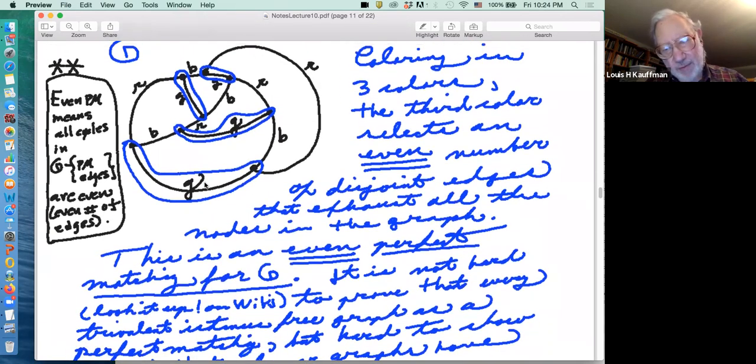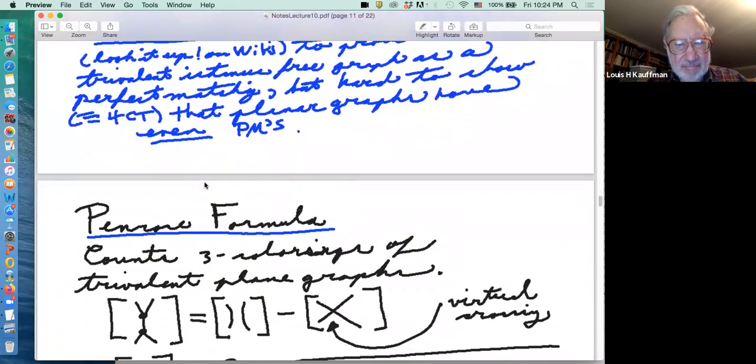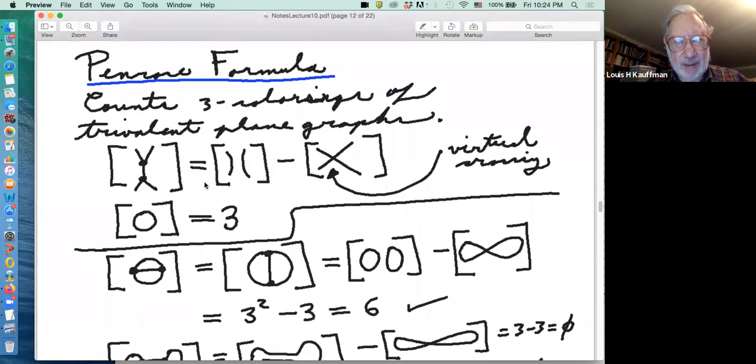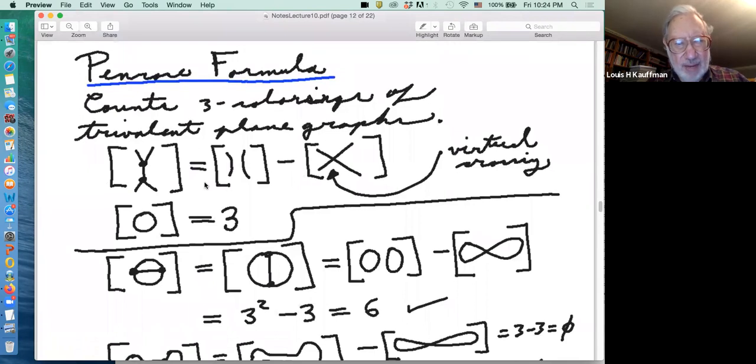So graphs with perfect matchings are interesting to think about, and we'll be coming back to that. And then we talked about the Penrose formula. And Penrose had this brilliant formula. And I put into the Dropbox a copy of Penrose's very interesting paper called Applications of Negative Dimensional Tensors, in which he explains this formula and other combinatorial formulas related to graphs. You'll find it there.